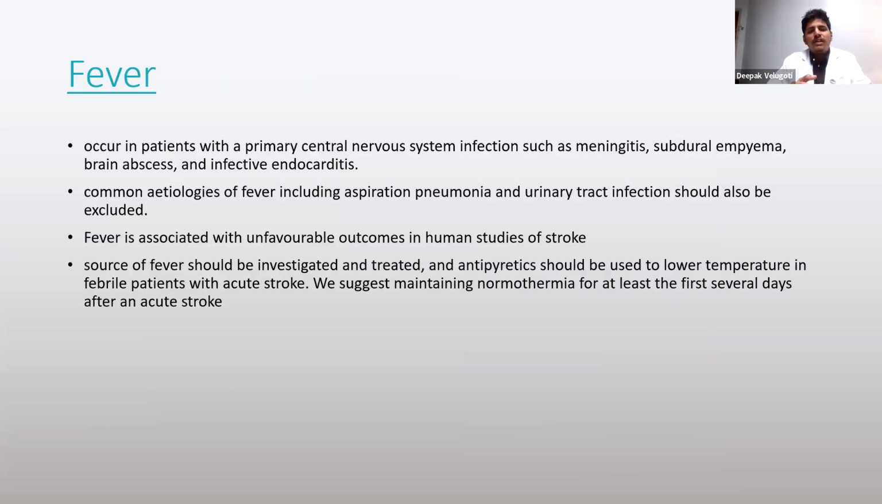Fever is associated with unfavorable outcomes in case of stroke, and it also gives us an insight about the cause. It can be because of primary central nervous system infections such as meningitis, subdural empyema, brain abscess, and infective endocarditis. And the most common etiologies of fever in case of stroke are aspiration pneumonia and urinary tract infections, which should be excluded at first. And the source of fever should be investigated and treated as soon as possible. And antibiotics can be used to lower the temperature.